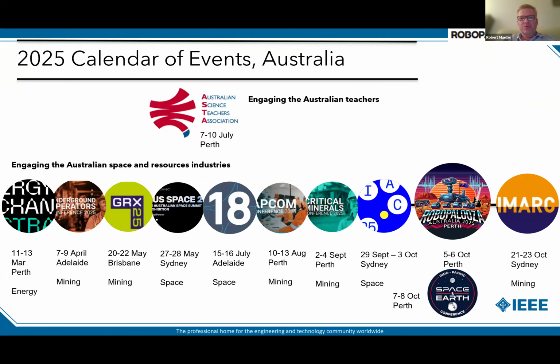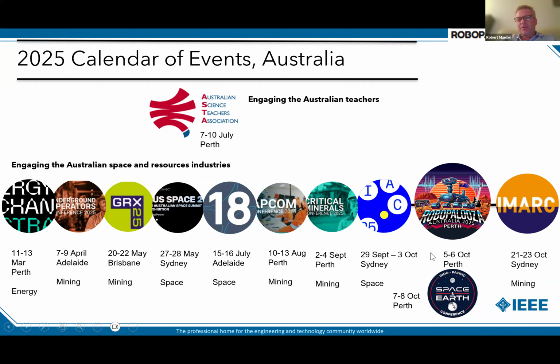And here's why it's going to work, or why we hope it's going to work this year: there are a lot of things going on in Australia this fall. From the 29th of September to the 3rd of October, we have the International Astronautical Congress in Sydney, so a lot of people will be in Australia anyway for that conference. They have over 7,000 people attending.